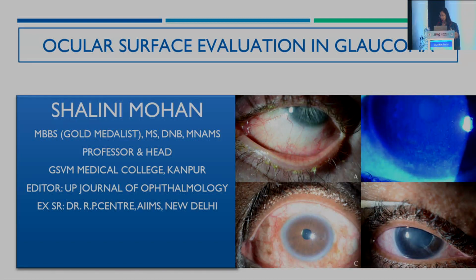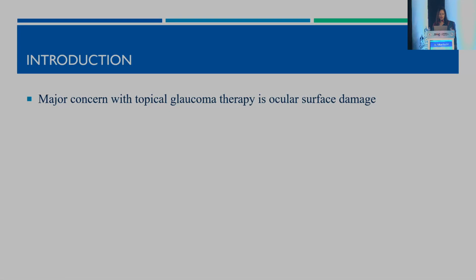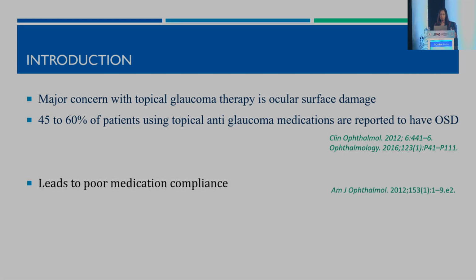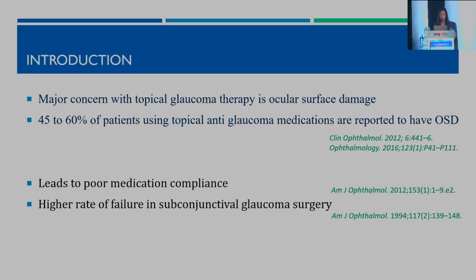So we understand that the major concern with anti-glaucoma therapy is ocular surface damage, which is seen in 45 to 60% of patients on anti-glaucoma medication, which can be due to the primary drug or due to the preservative. It leads to poor medication compliance and also failure of anti-glaucoma surgery, which might be subconjunctival.